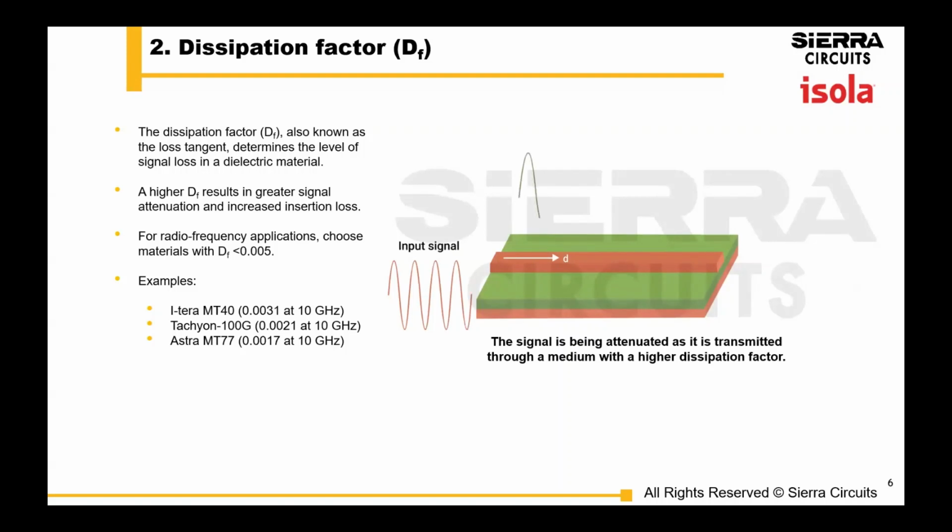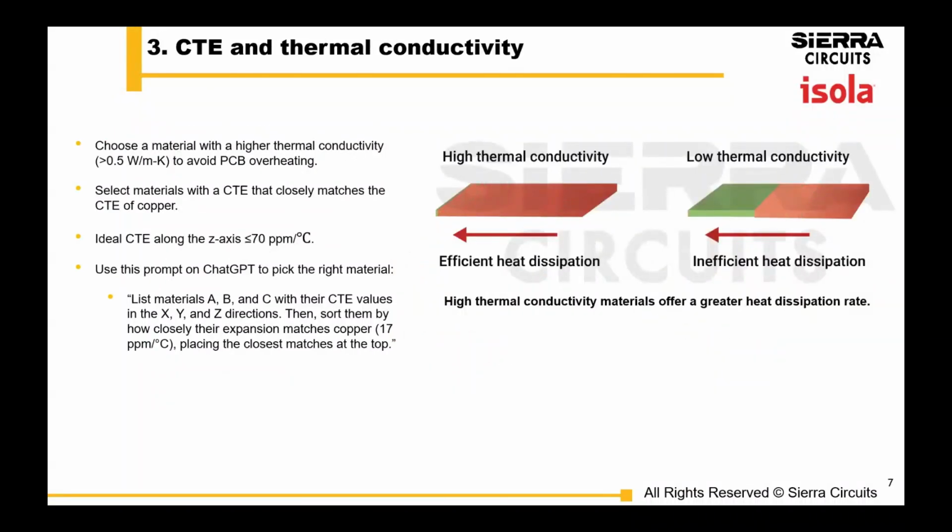The next key electrical property is your dissipation factor. The dissipation factor measures how much signal loss occurs in your dielectric material. A higher Df means greater signal attenuation and increases insertion loss. So you want to choose materials with dissipation factors like 0.005, and here are some examples that Isola has. These are all easy to work with as a fabricator, so that's a key point we'll be hitting later. How does a material process?